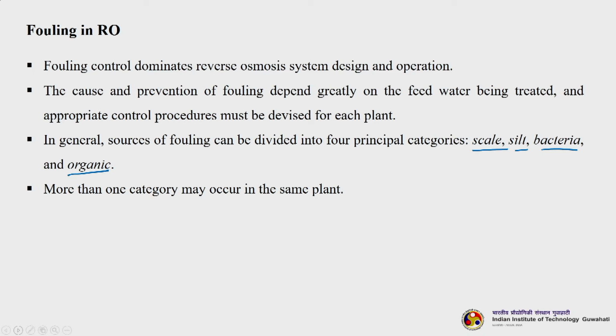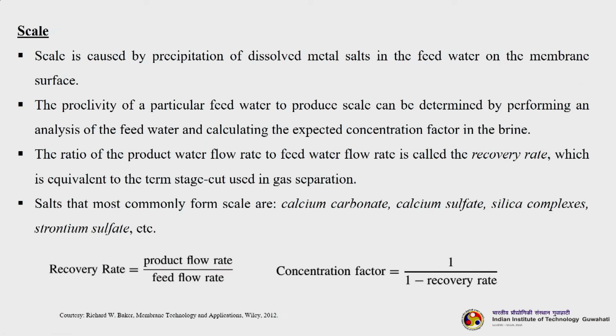That is also possible, especially when you are talking about the desalination of seawater. Seawater contains so many compounds. It has scale forming compounds, it has silt, it has bacteria, and it has organic compounds also. So, let us see one by one these different types of compounds that are responsible for the fouling. First one is the scale. Scale is caused by precipitation of dissolved metal salts in the feed water on the membrane surface. The proclivity of a particular feed water to produce scale can be determined by performing an analysis of the feed water and calculating the expected concentration factor in the brine.